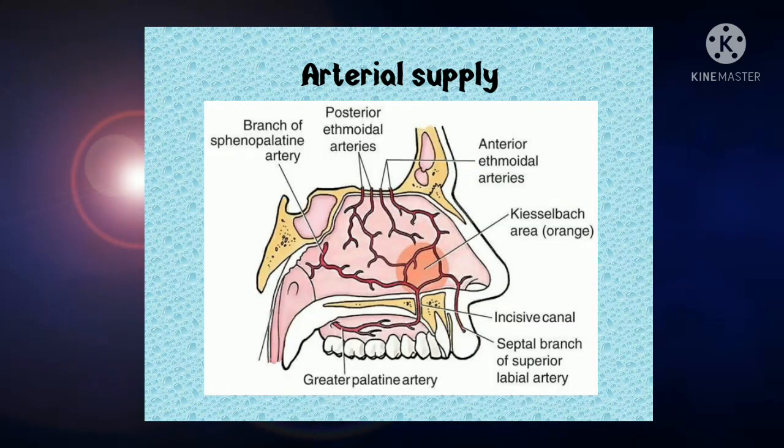Next, arterial supply of the nasal septum. The arteries which supply the nasal septum are from the antero-superior part, antero-inferior part, and postero-superior part respectively. The antero-superior part is supplied by the anterior and posterior ethmoidal arteries. The antero-inferior part is supplied by the septal branch of the superior labial branch of the facial artery. And the postero-superior part is supplied by the sphenopalatine artery. It is the main artery of the nasal septum.